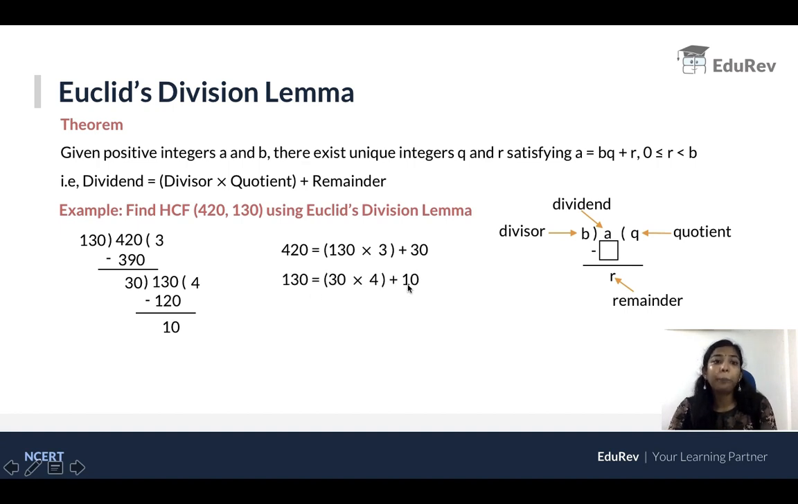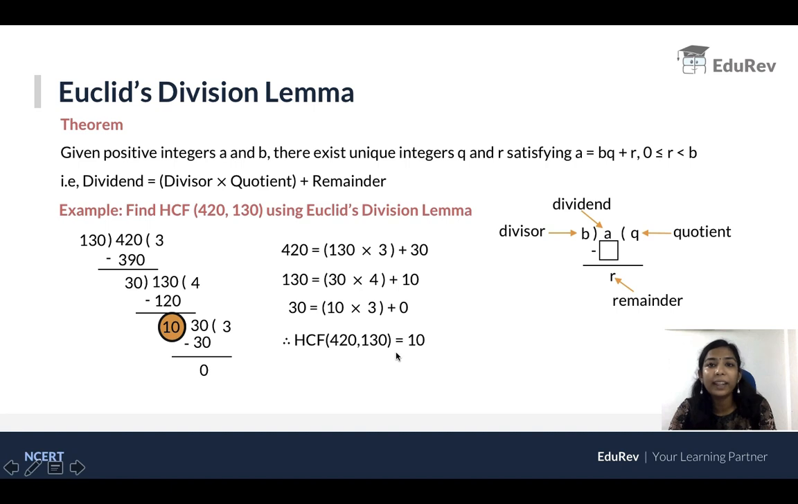Now what will happen? My divisor will be the remainder 10 and my dividend will be the number 30, the previous divisor. So in 10 table, 10 threes are 30. The remainder is 0. That means how can I represent this? 30 is equal to 10 into 3 plus 0. The remainder is equal to 0. Whenever the remainder becomes 0, whatever is the divisor that is there here, that will be your HCF. The HCF of 420 and 130 is 10.